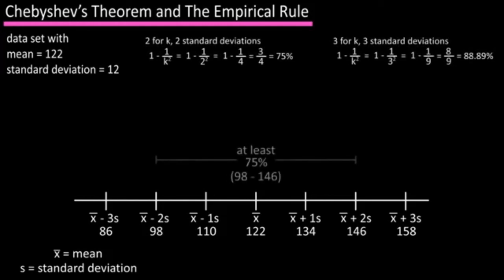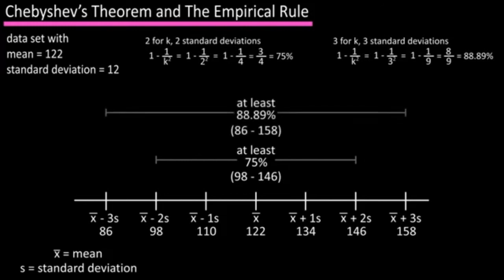With what we computed earlier, we know that at least 75% of all values in the dataset will lie within 2 standard deviations of the mean. So in this example, at least 75% of all values in the dataset lie between 98 and 146. And at least 88.89% of all values in the dataset lie between 86 and 158, which is 3 standard deviations from the mean. And again, keep in mind this theorem applies to any distribution regardless of its shape.